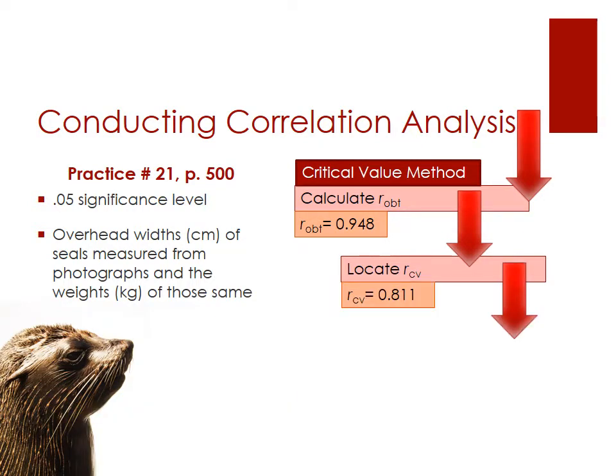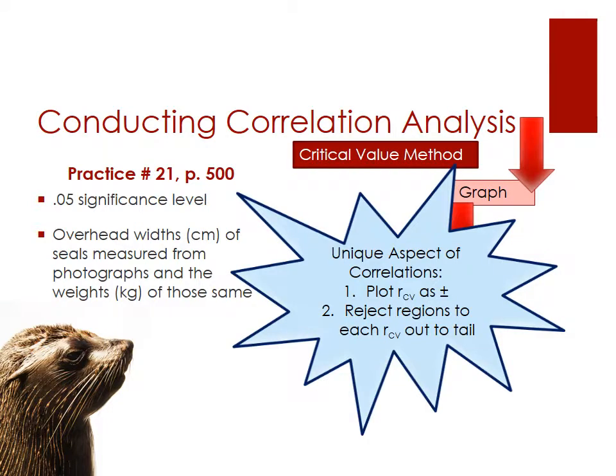You should have got an R critical value of 0.811. All right, now the next step: I've got my R obtained and my R critical value, so I'm going to need to go through and graph them out. Be careful with the graphing here. Remember with correlations, we're going to plot our R critical value as always plus or minus.